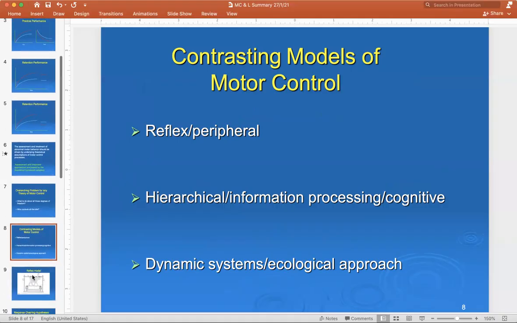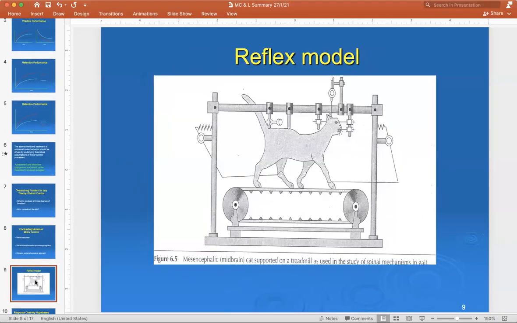If we look at the very first one of those, the reflex or peripheral model, one of the key founders of this idea was Charles Sherrington at Liverpool, where he looked at a cat with a midbrain cut. So the brain was severed from the rest of the body, the nervous system. So the brain cannot control the legs or any part of the body, and the feedback from the legs and body cannot get to the brain. So essentially, it's taking the brain out of the system. So what can the body do without a brain? Do we need a higher center, the cerebrum, to control the legs in, for example, walking?